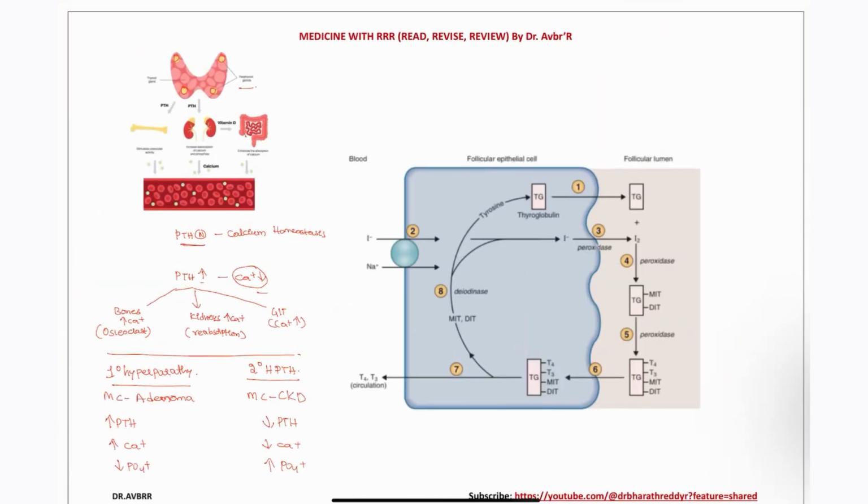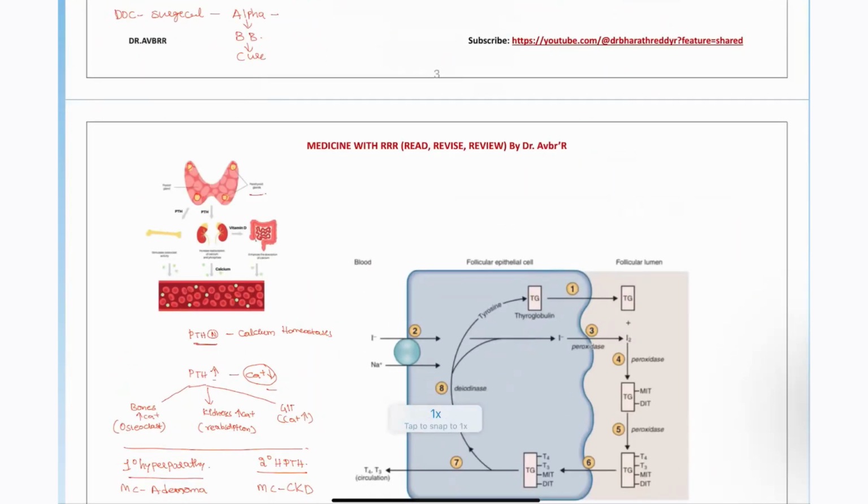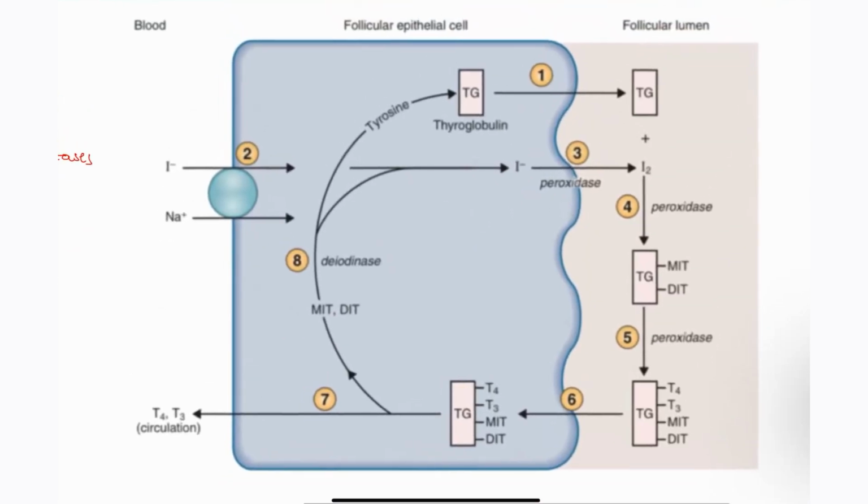Next, here you can see the normal mechanism of thyroid metabolism, guys. How is it happening? Let's see. The first event is thyroglobulin. The thyroglobulin is produced in the follicles of the thyroid. What else does it need? Iodine. Once this iodine enters the follicular cell, it starts its process with the help of what enzyme? Here it is: the peroxidase enzyme is going to help it.